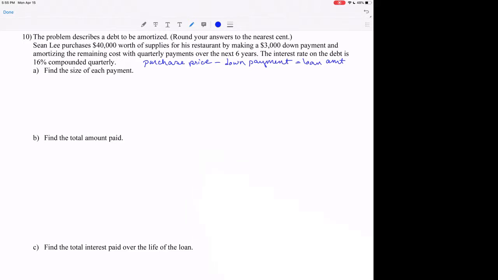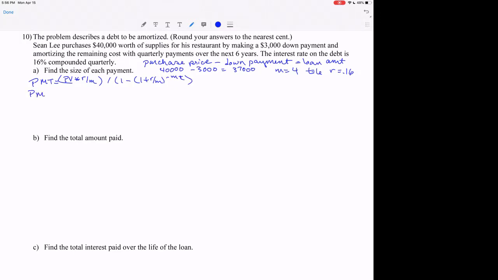So it's 40,000 minus 3,000. That means they're going to finance 37,000. They have quarterly payments, so M is 4, over 6 years at an interest rate of 16%, compounded quarterly. So how much is their payment? Their payment equals PV times R over M divided by 1 minus parentheses 1 plus R over M to the negative MT.